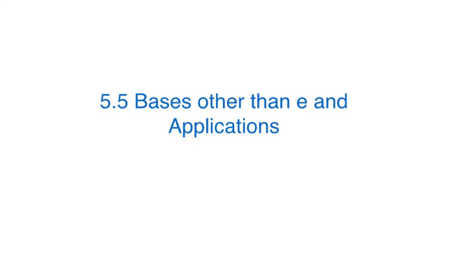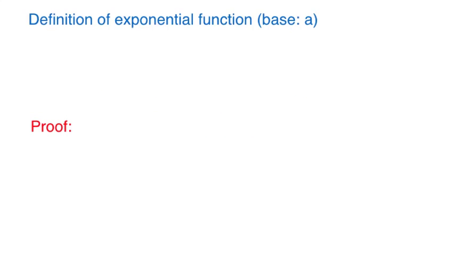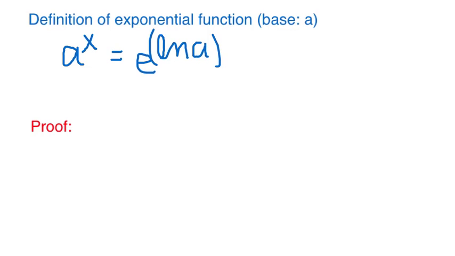This lesson is about using logarithmic and exponential functions with bases other than e. The definition of an exponential function with base a is the following: a to the x is equal to e to the ln of a times x. And here's the proof of that.